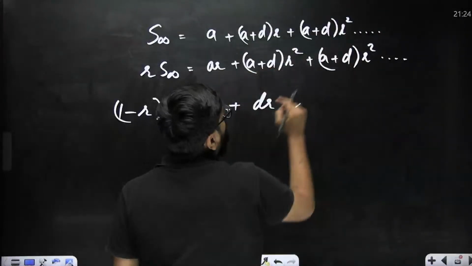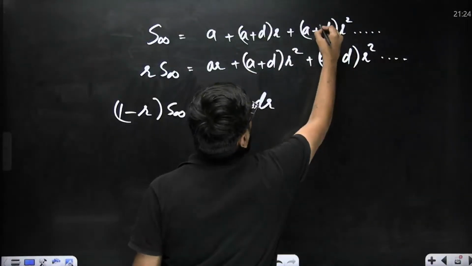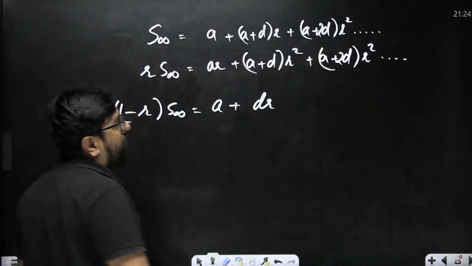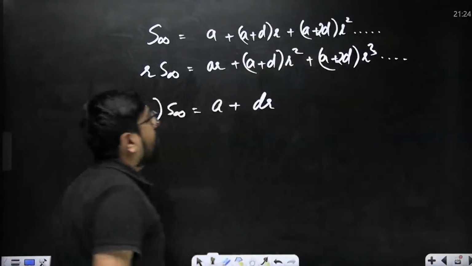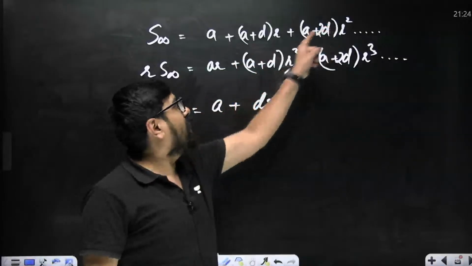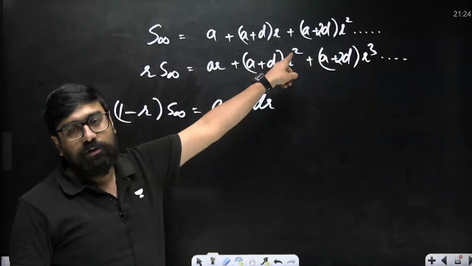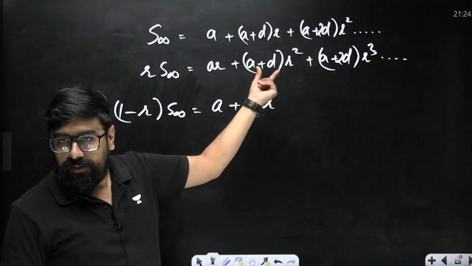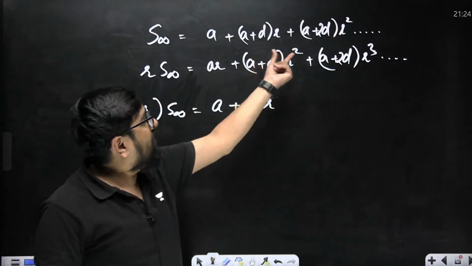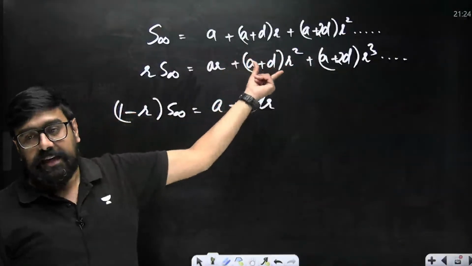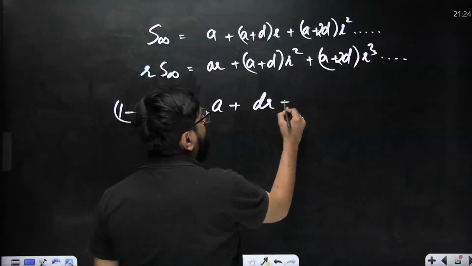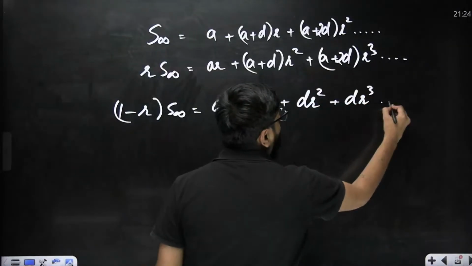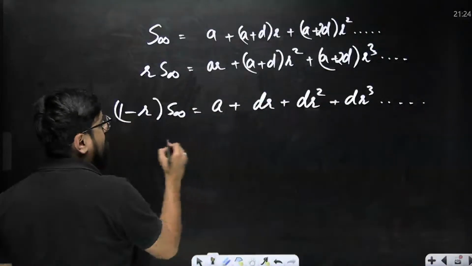a plus 2d into r square, this is 2d, a plus 2d into r square minus a plus d into r square will be equal to what? Dr square. Like this, next term will be dr cube, and it is going to keep going on like this. So what do we have?